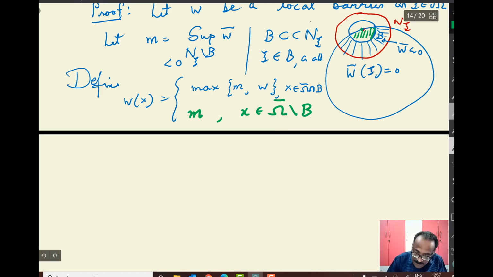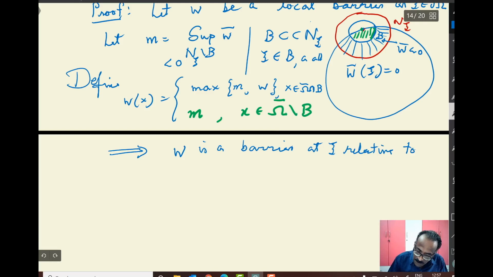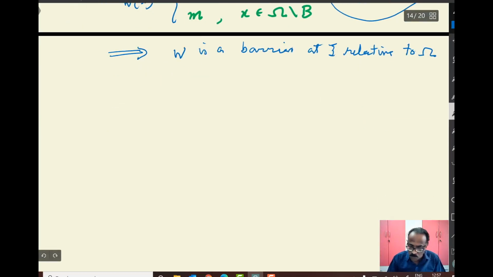So this implies W is a barrier at psi relative to omega. So whenever you have a local barrier, that gives you automatically a global barrier. So it's enough to see whether a local barrier exists. So this gives my definition of a regular point. So you have your definition.